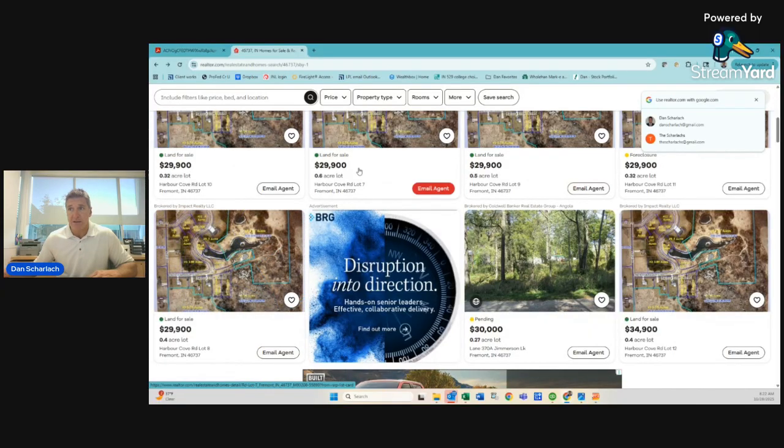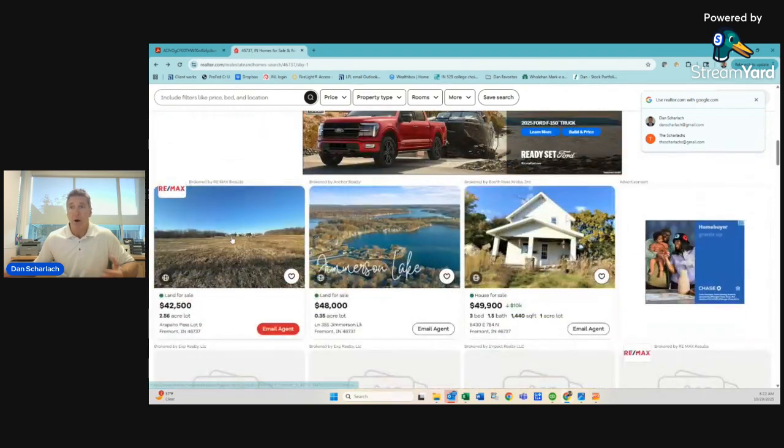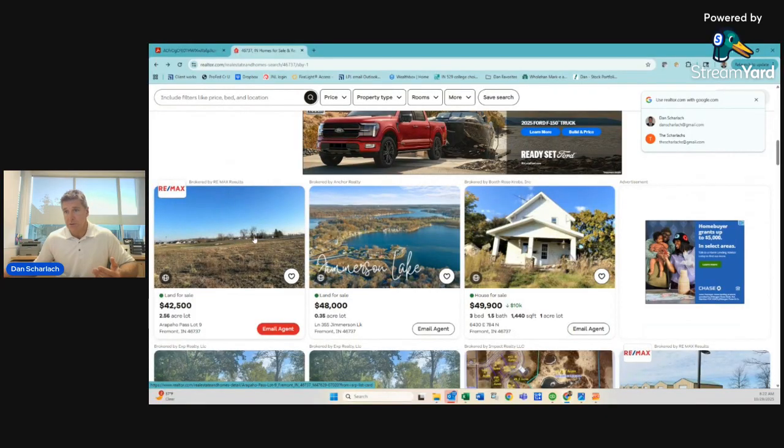But these are attractive. So you're talking $40,000 here by the time you factor in a well. That's not a bad price in my area. You find a good lot, hopefully it's level, and you could go to town on that.